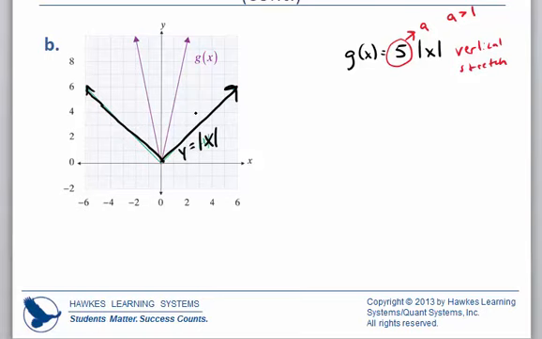And so again, if you want to be very precise, you want to use points. But in general, what you want to be able to do is to look at this graph and say, because we are multiplying each coordinate by 5, we're going to see a vertical stretch on the graph.